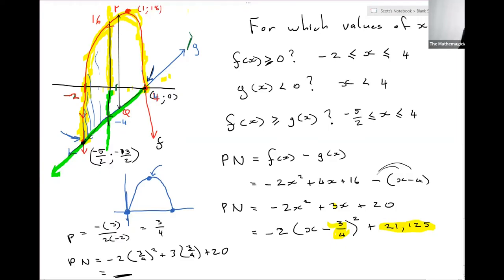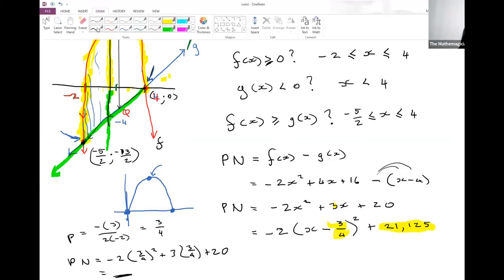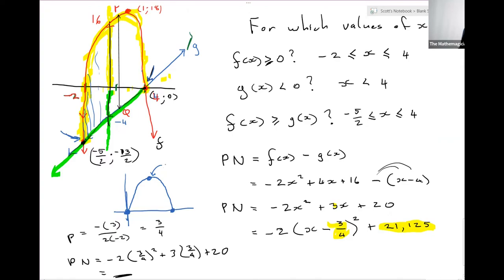What does this mean, guys? What is the maximum value of PQ? I'm going to put the coordinate over here because that's what that means. There's your 3 over 4 and your 21 1/8. Yes, good, Benati. This is your answer over here, 21 1/8.